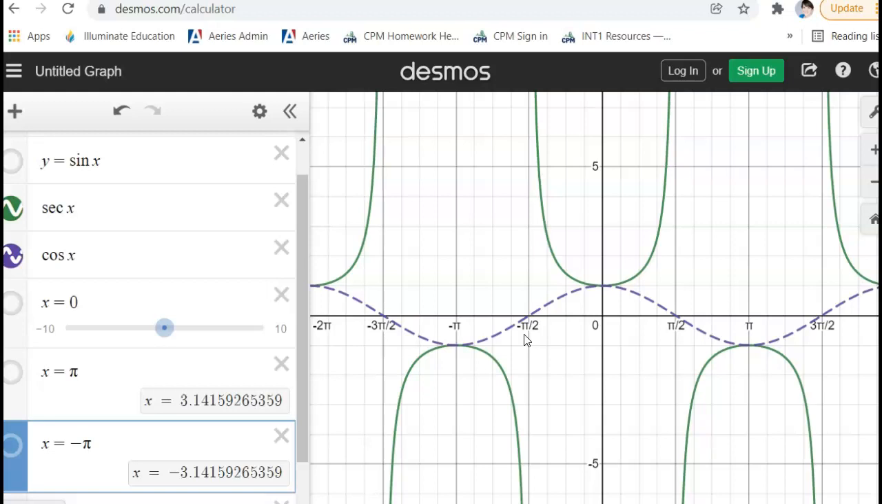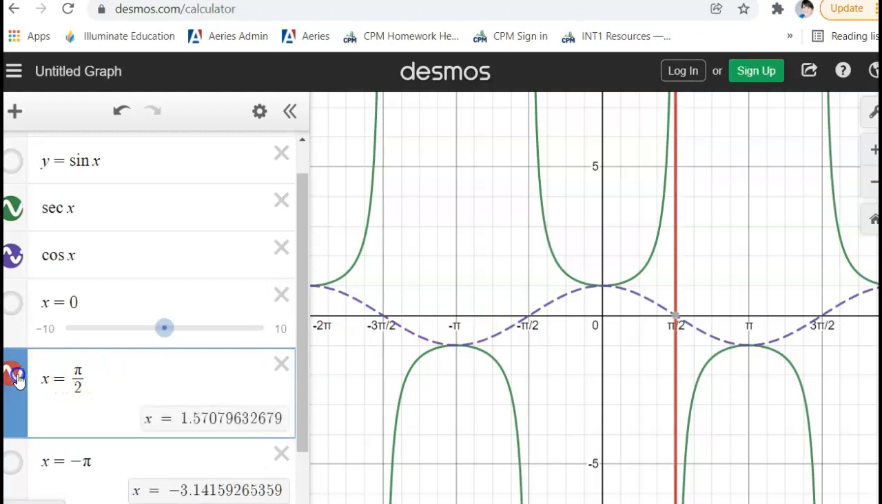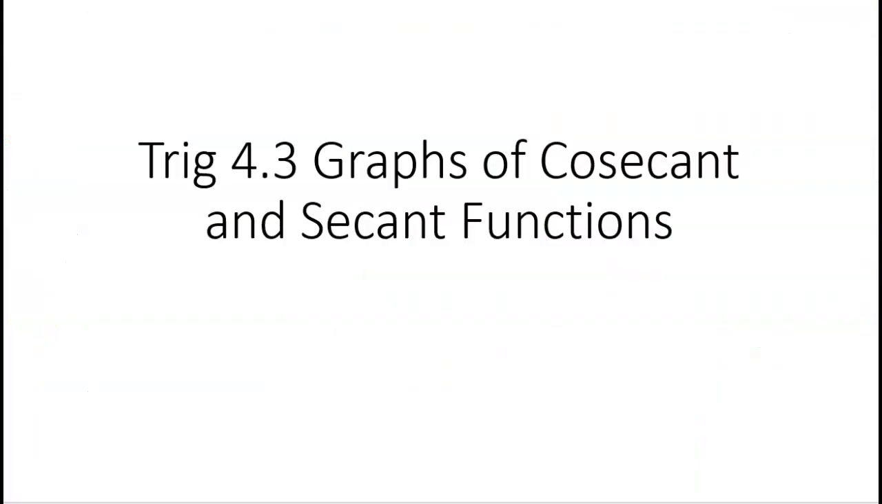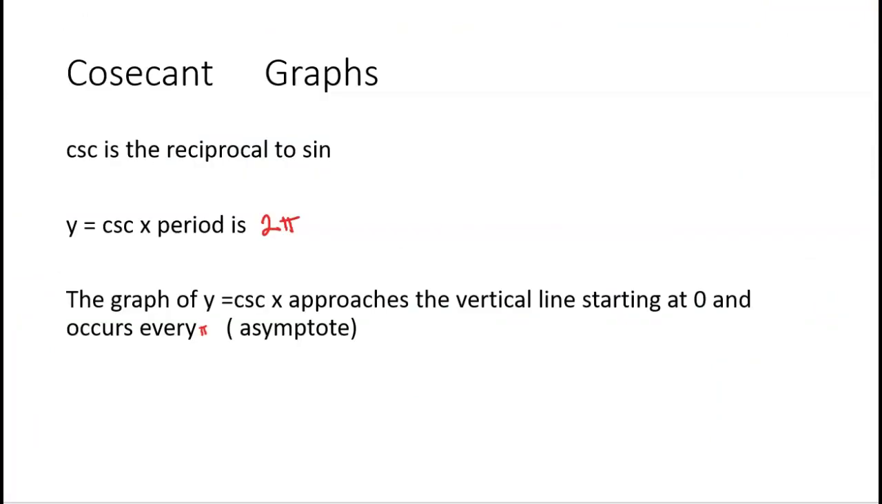Okay, and so again, we have these asymptotes. So instead of saying pi, we now can say pi over 2, and now I have an asymptote at pi over 2. And again, instead of negative pi, I can say negative pi over 2, and we can see another little asymptote. Okay, so how can I graph these? Let's get into the nitty-gritty of actually graphing them. So let's start with cosecant graphs.